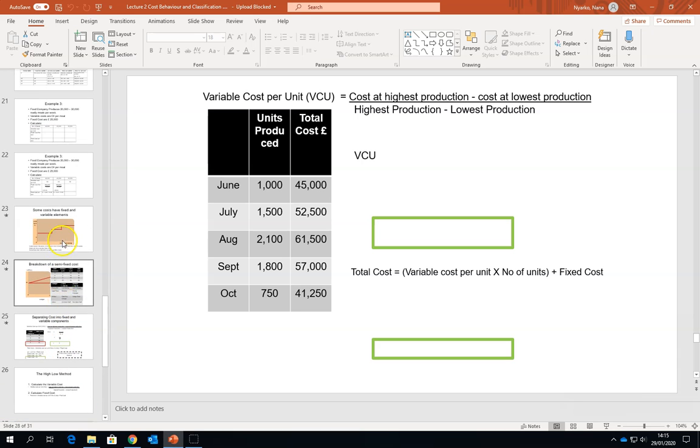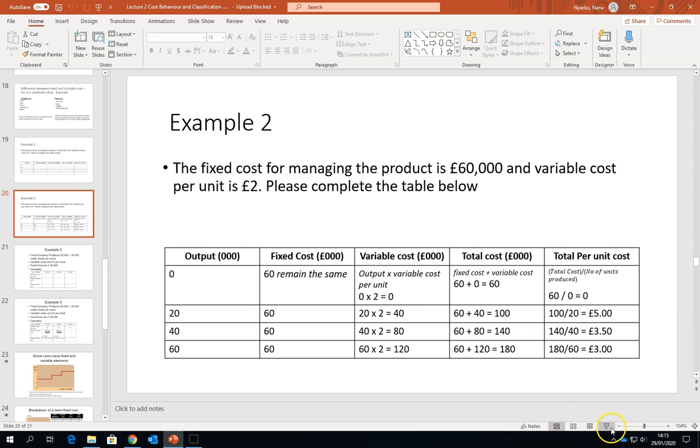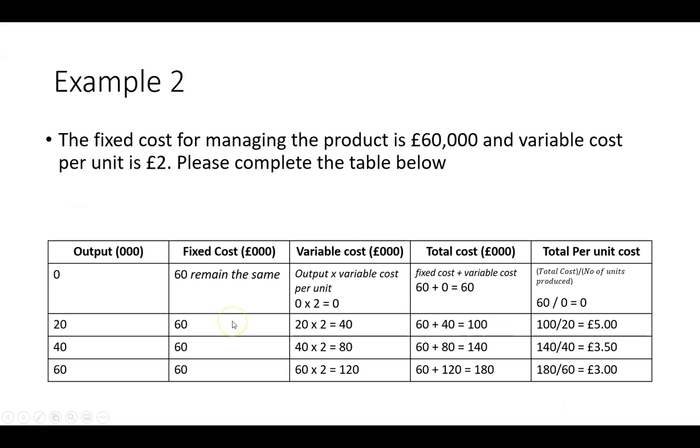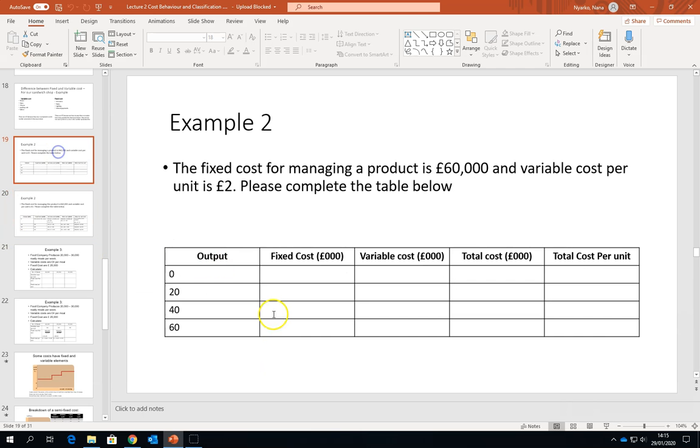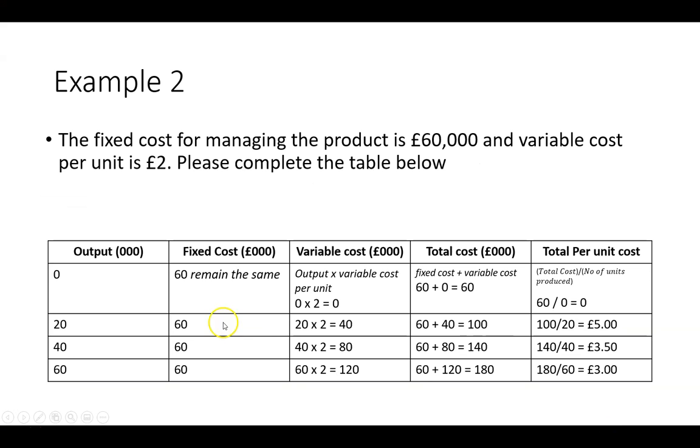Now, before I go, I quickly want to go back to the slide. Yes, this slide. A lot of you got confused today about this slide. Because I wanted you guys to work out quickly, I was saying we can get rid of the zeros. But what that means is the fixed cost for managing a product is 60,000 and the variable cost per unit is £2. Complete the table below. So that is what we had, and we had to complete it.